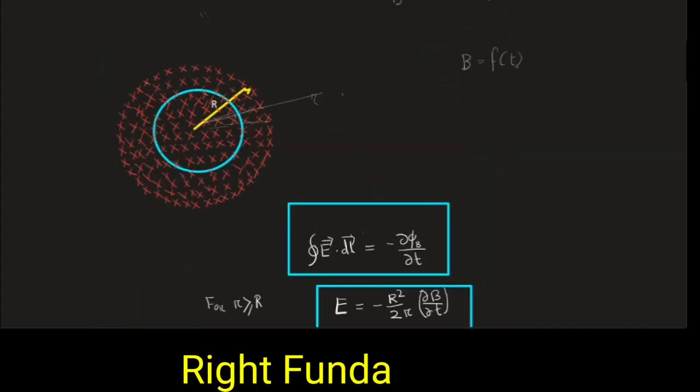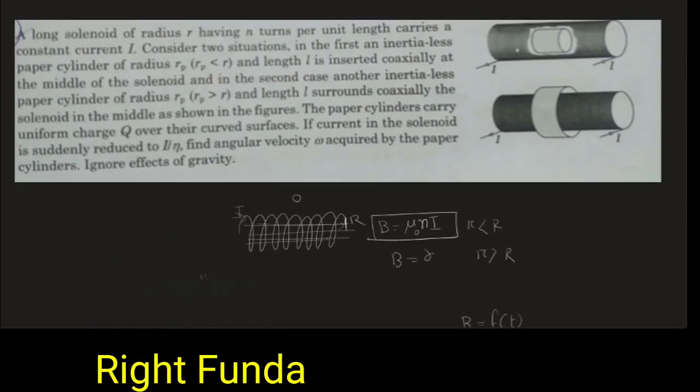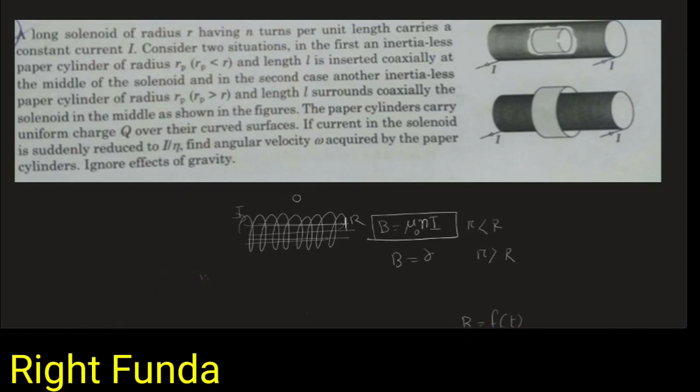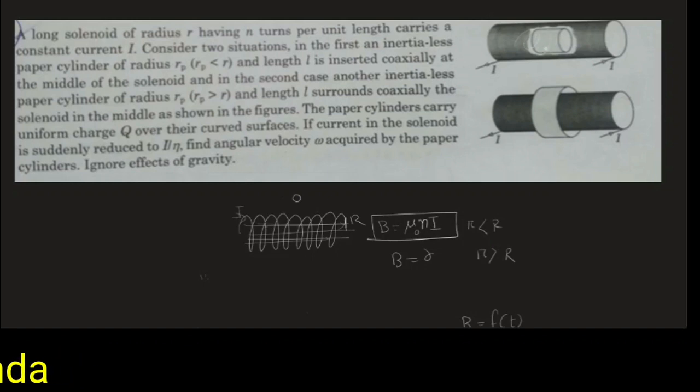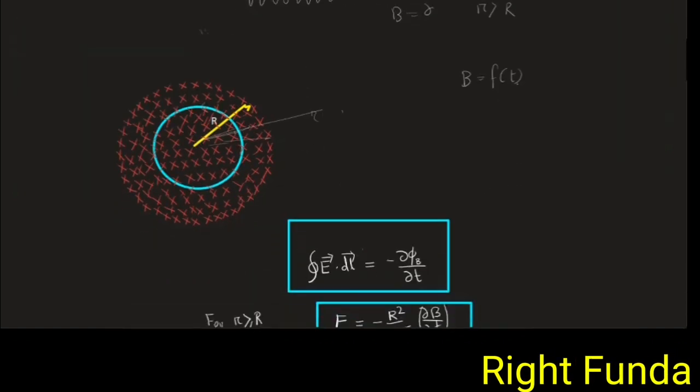So suppose here you see the cylinder. Here the magnetic field is there. So inside also the electric field is induced, and outside also the electric field is induced. So everywhere the electric field is induced like this, as coaxial circular rings. And on this a paper cylinder is put. So two cases we'll discuss.